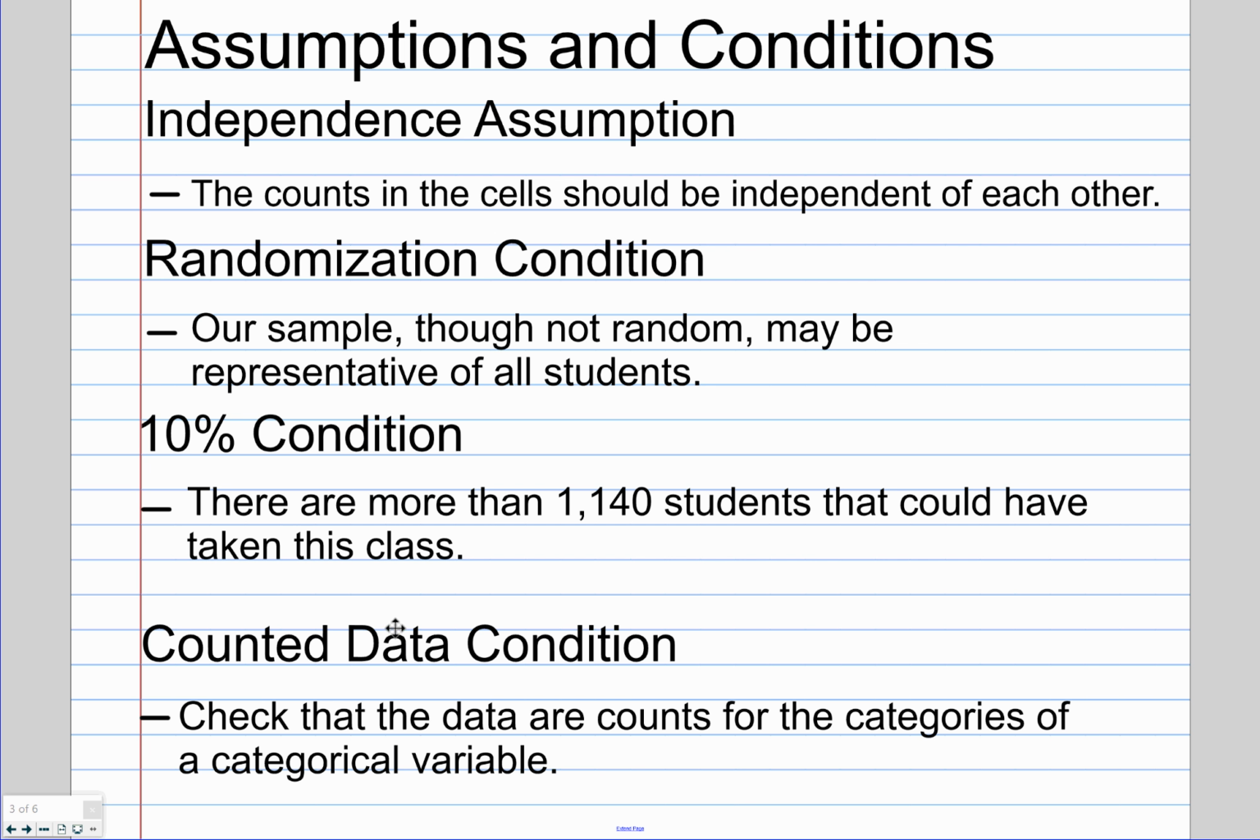Okay, do you guys remember the counted data condition? I just want you to check to make sure these are categorical variables. So handedness, what are the categories they could be? Left or right. And then for eye color, what was it? Blue, brown, other.